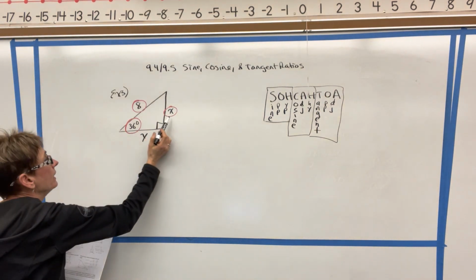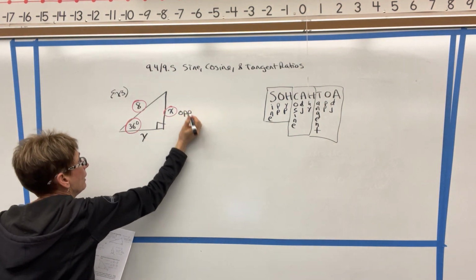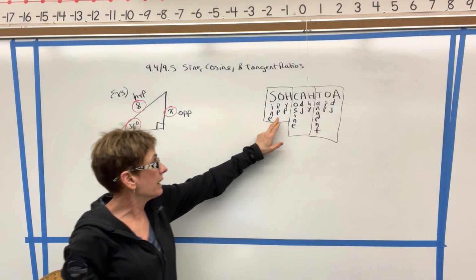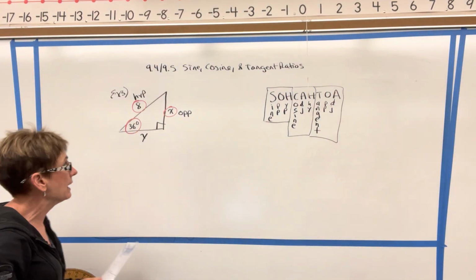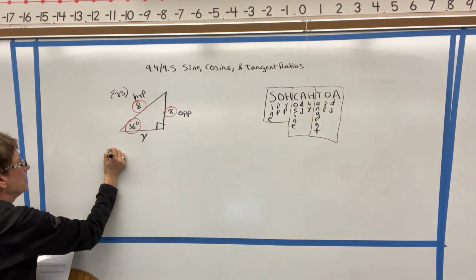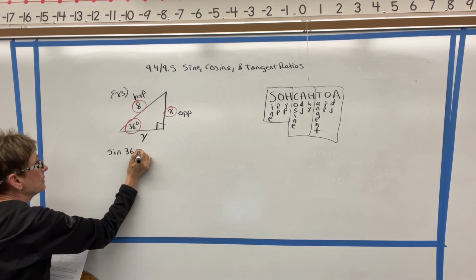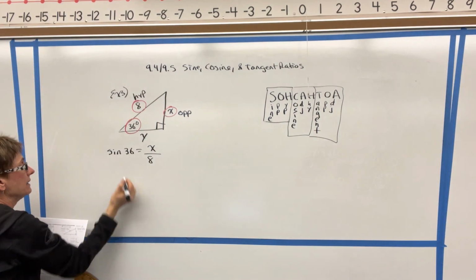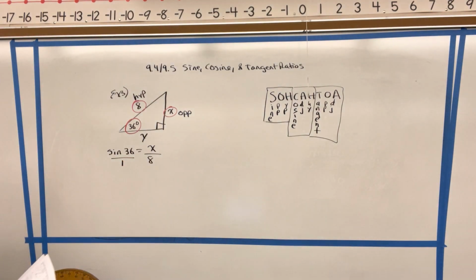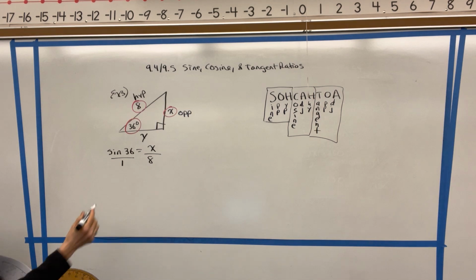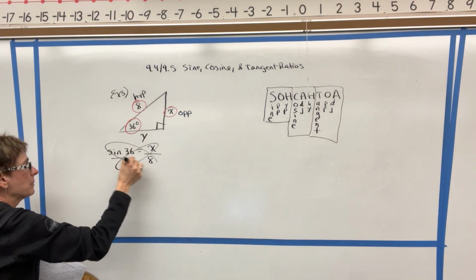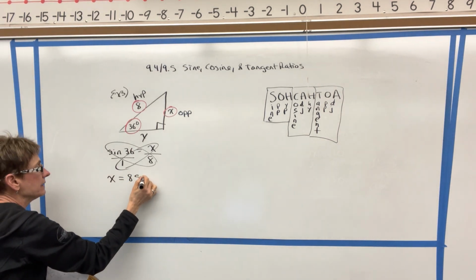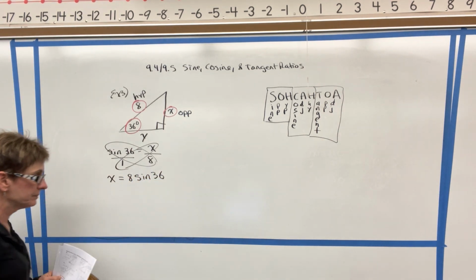I've got an angle and a side opposite it, so I'm going to write opposite, and I also have a hypotenuse. When I look over here, I see the trig ratio with opposite and hypotenuse is sine. So I'm going to write that the sine of 36 degrees is opposite, which is X, over hypotenuse, which is 8. I'm going to put a little 1 under here to make it a little bit easier to solve. And then I'm going to cross multiply. X times 1 would just be X. And then I have 8 times the sine of 36.